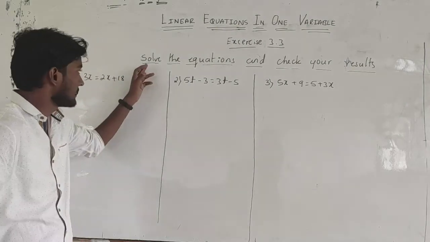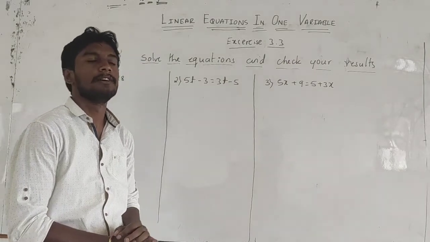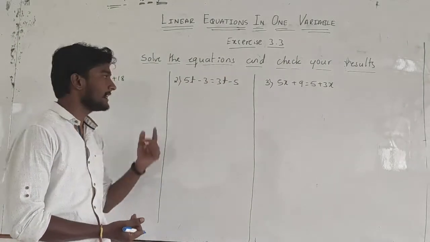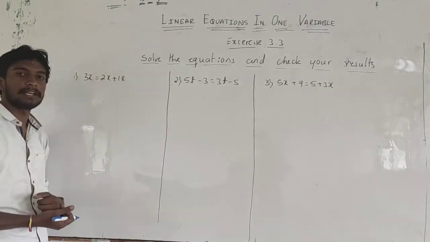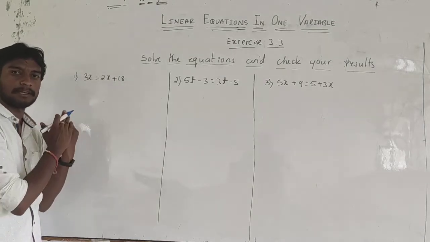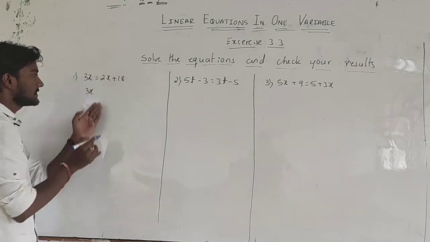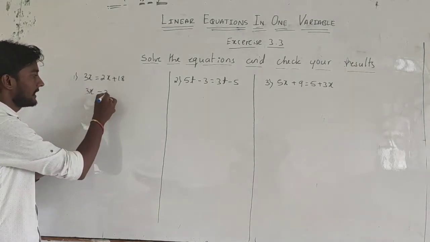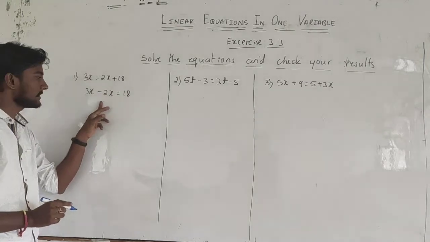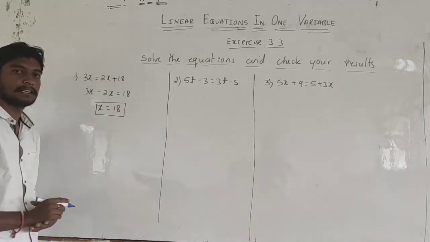In that, the first question asks you to solve the equation and check your results. They ask you to find the value of the variable and then verify it. The first one: 3x is equal to 2x plus 18. In these types of problems, x terms you have to make one side and constant terms one side. 3x, this plus 2x if you bring this side, minus 2x is equal to 18. In 3x if you subtract 2x, you will get x is equal to 18. The value of the variable is 18.